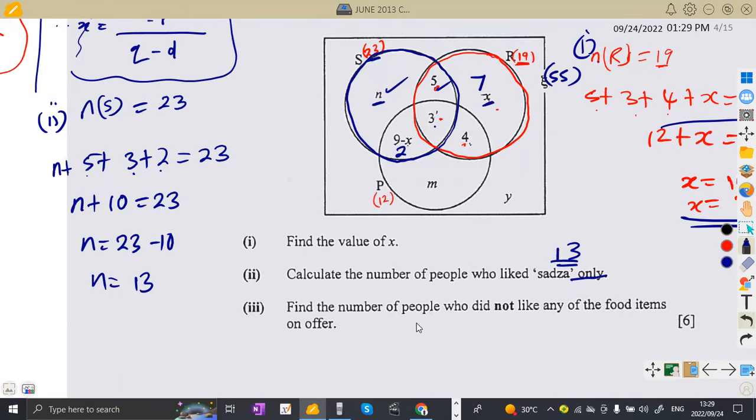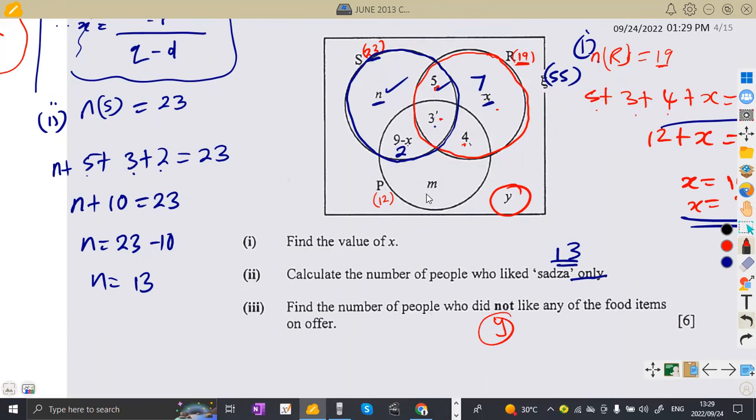So you want those who did not want any of these food items. And which ones are we talking about here? We are referring to these ones outside of S, R, and P, which means we are talking about y here. So the question is simply to calculate the value of y. But how can we have the value of y?